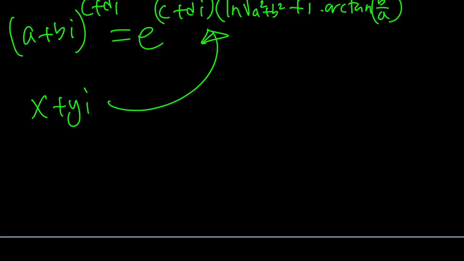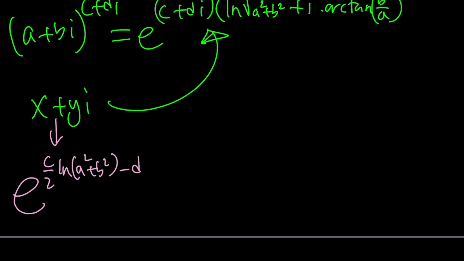When you distribute, x plus yi is going to be e to the power, are you ready for this? Okay, c over 2 times ln a squared plus b squared. By the way, 1/2 comes from the square root, because ln of something to the power 1/2 is just going to bring down 1/2. And then you got to be careful here. It's d times arctangent. Hopefully you understand that. Otherwise, it's going to read like dark. It's kind of like we're on the dark side already, but you get the idea. This is d times arctangent. Okay, you get the idea?